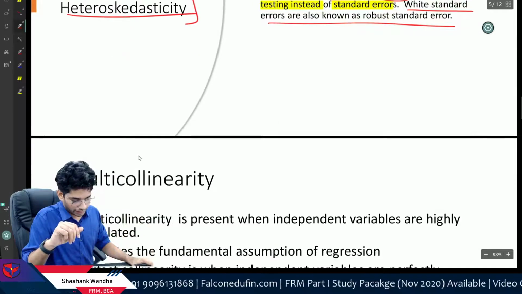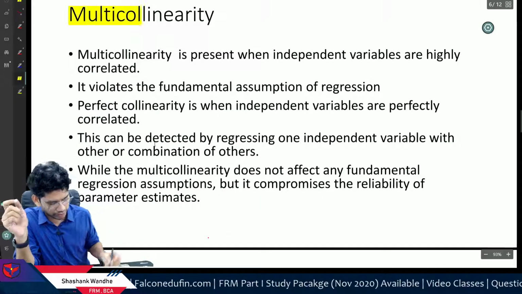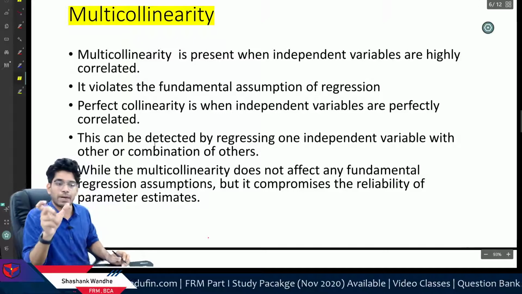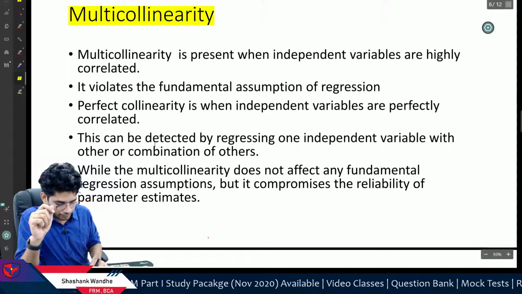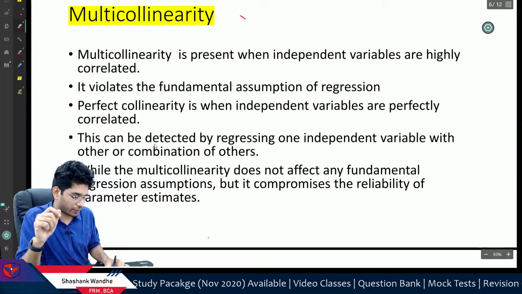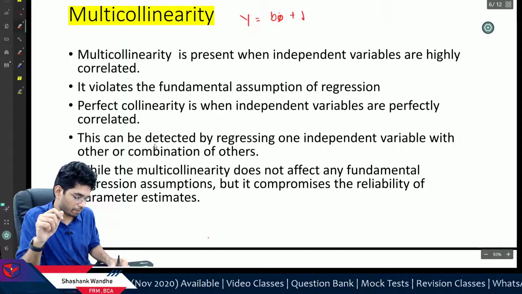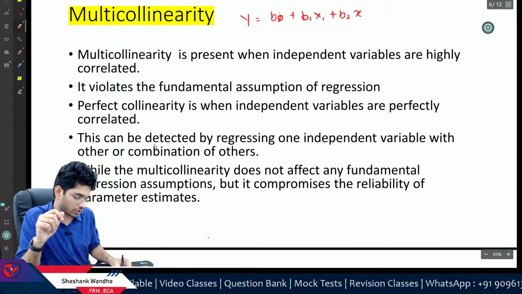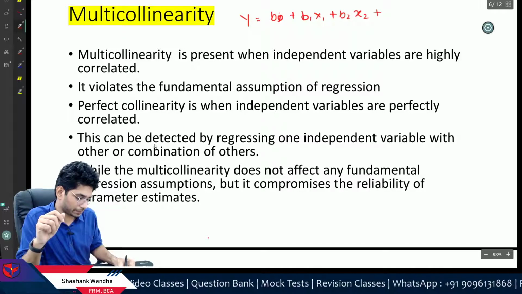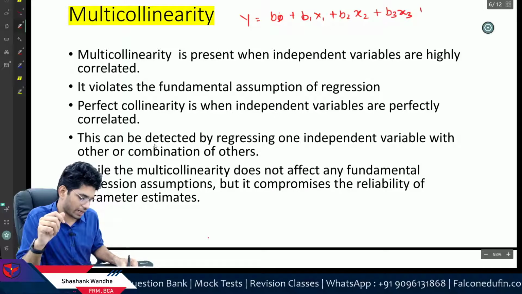So this is about heteroskedasticity. Then comes the important part, equally important as heteroskedasticity, which is multicollinearity. Now what is multicollinearity? So let's recall our regression equation. Your regression equation goes like this: b0 plus b1x1 plus b2x2 plus say b3x3 and your standard error, right?